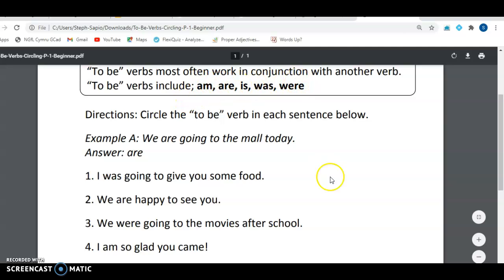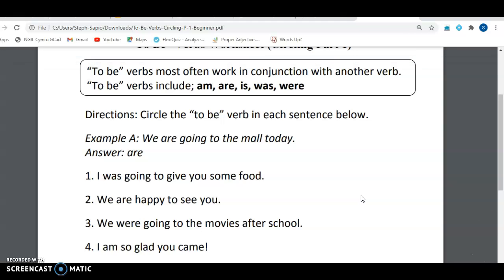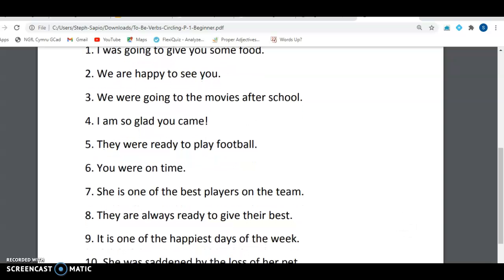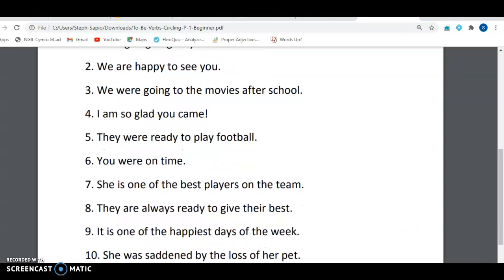We're looking for these. So go ahead and pause the video. You're going to write down the sentence and then circle the being verb. I will be moving it up so you can see it, but you can pause it wherever you need. We're going to be doing 10. So complete it, circle the being verb, send it to me, and I will be checking it.